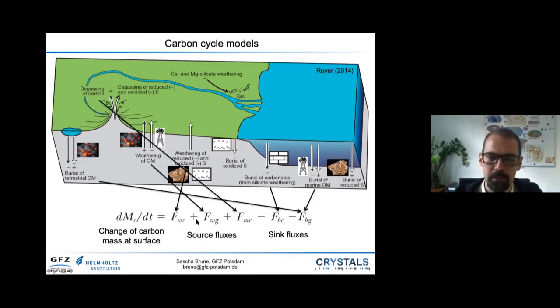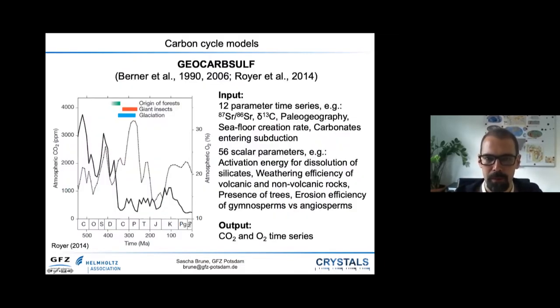If you phrase it this way, then you get a very simple set of equations that you have to feed with data. This is done in the first generation carbon cycle models, GEOCARB, which derived from Berner in the late 80s and was then taken up by Dana Royer later on. It captures this set of arrows that you've seen before and feeds them with data that we have: strontium isotopes, carbon isotopes, paleogeography. These are all parameters of this box model.